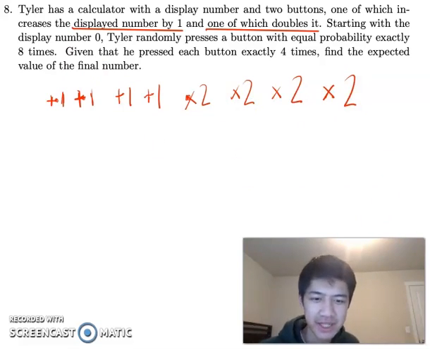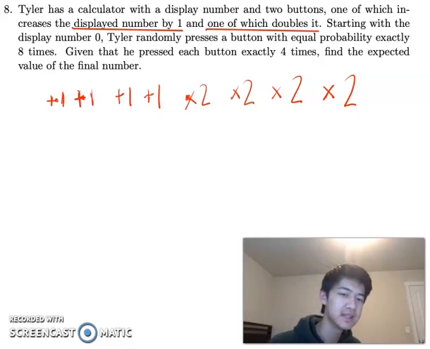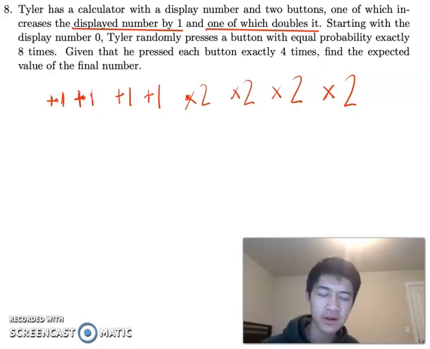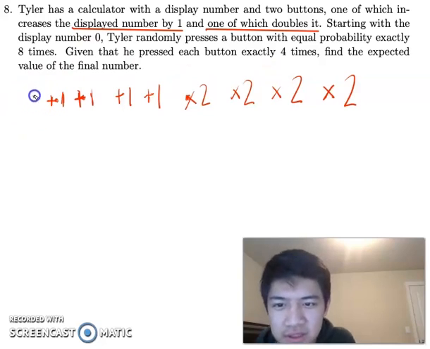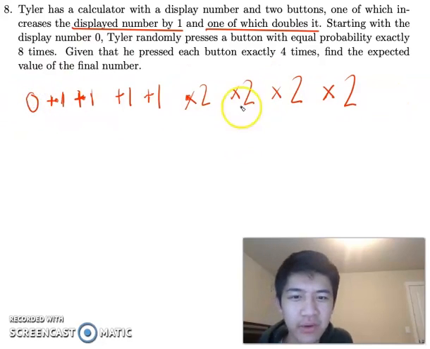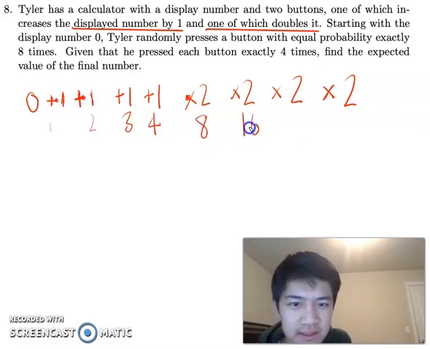Alright, so this problem is a bit tricky. First of all, let's try to see what all of the different possibilities are. You can arrange these plus 1s and these times 2s in any way that you want to. Note that you're starting with 0 and going through this list one at a time, ignoring order of operations. So if you just did it straight in this order, you would get 0, 1, 2, 3, 4, and then 8, 16, 32, 64. And this should be the maximum.